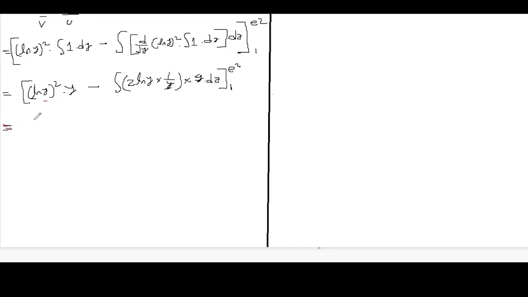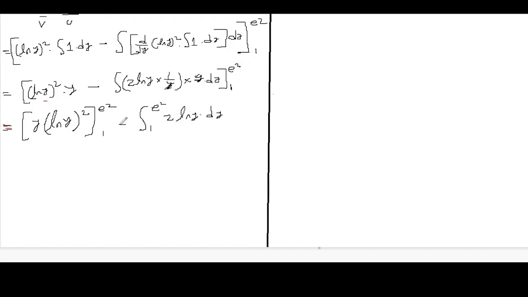First part becomes y into ln y whole square. The limit is for 1 to e square. And in the second part, both the y's are getting cancelled to give us integration of 1 to e square 2 ln y dy.